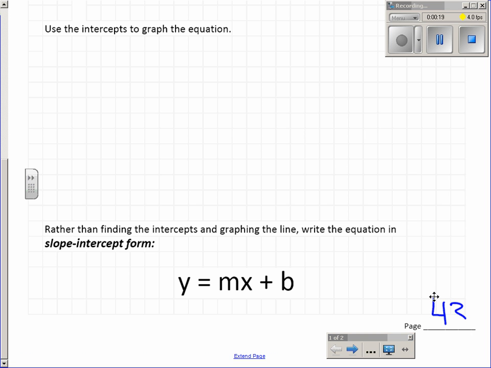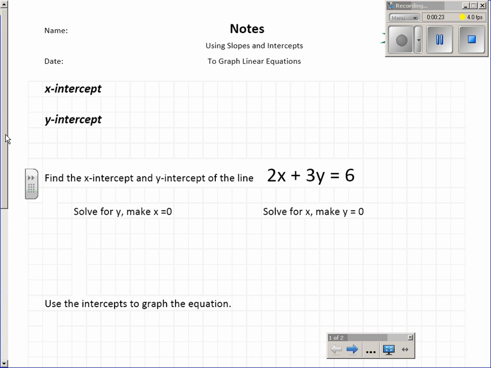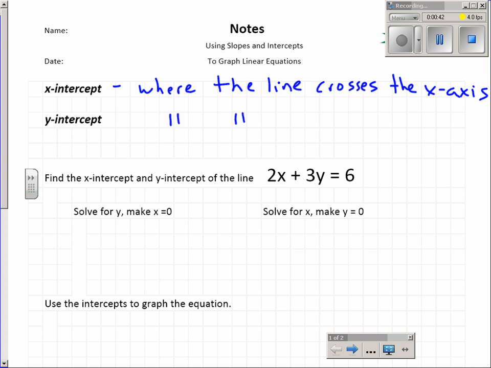And then we're going to first off talk about intercepts. So our x-intercept is where the line crosses the x-axis, and the y-intercept is pretty much exactly the same, except it crosses the y-axis.